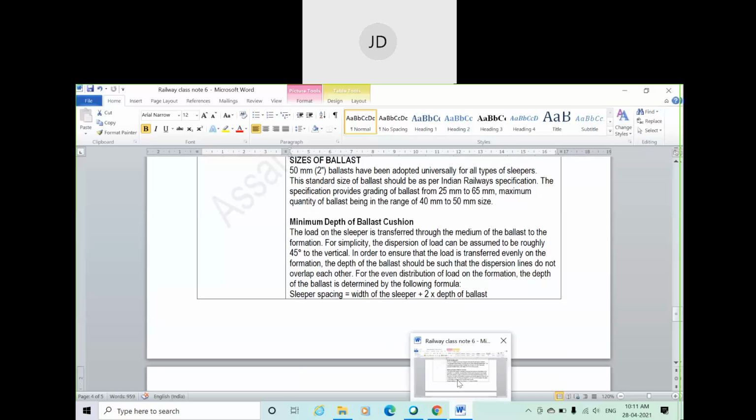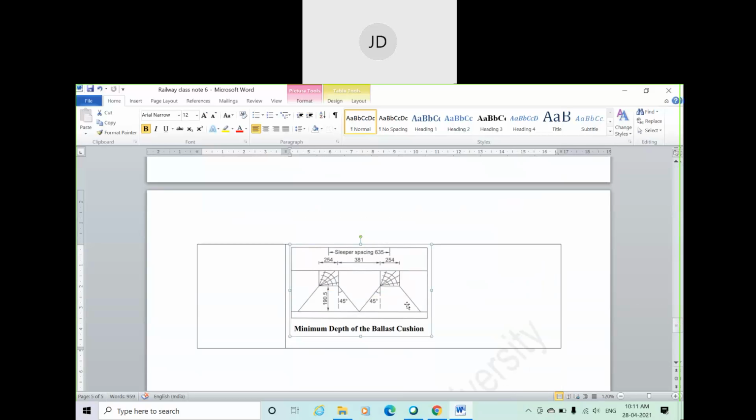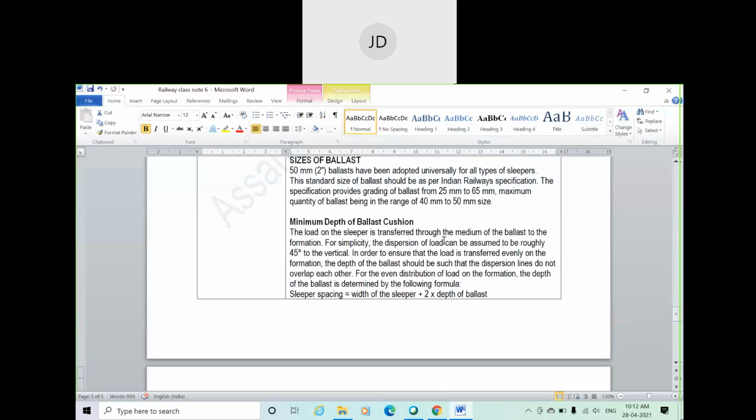That means you need to provide a depth of ballast in such a way that, you can see this is your sleeper, and below this is your ballast. So you have to give such a depth of ballast so that the dispersion lines do not cross each other. Just imagine a line; if I draw a line at the midpoint here, that is the depth of your ballast. If I give a lesser depth of ballast, then the lines may cross each other, so you have to go down and down. This line is very important in order to ensure load transfer evenly on the formation. The depth of the ballast should be such that the dispersion lines do not overlap each other.